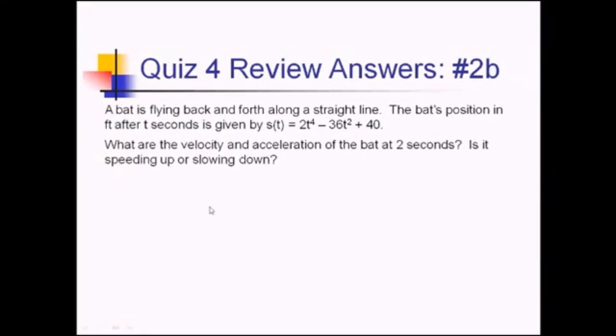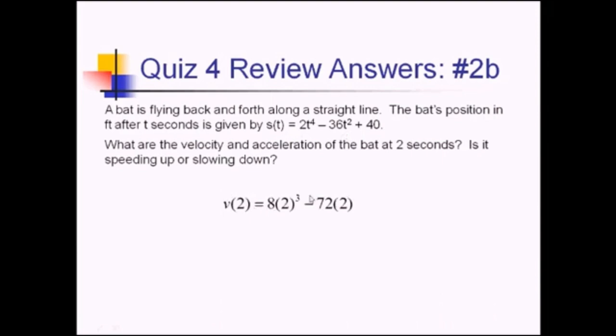For this next question, we want to know the velocity and the acceleration of the bat whose position formula is given up here. We want those at 2 seconds, and then we want to know if the bat is speeding up or slowing down at that time. So let's start with velocity. That's going to be 8t cubed minus 72t. That's the formula for velocity.